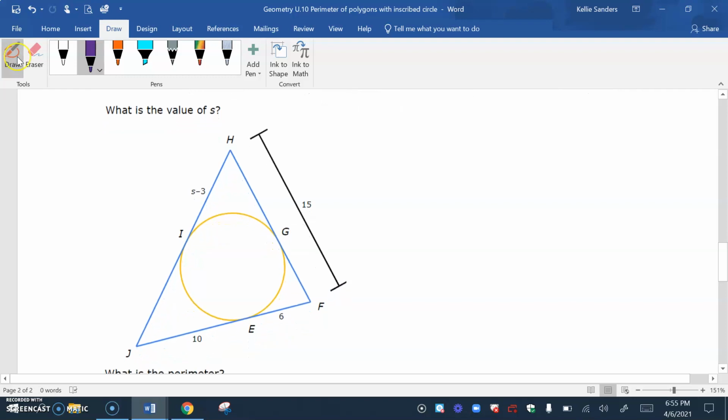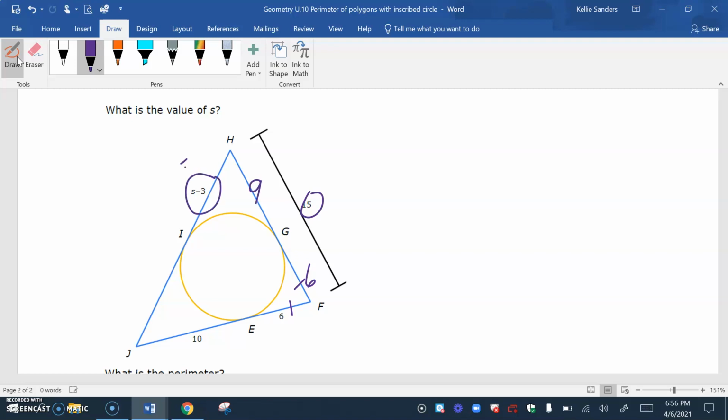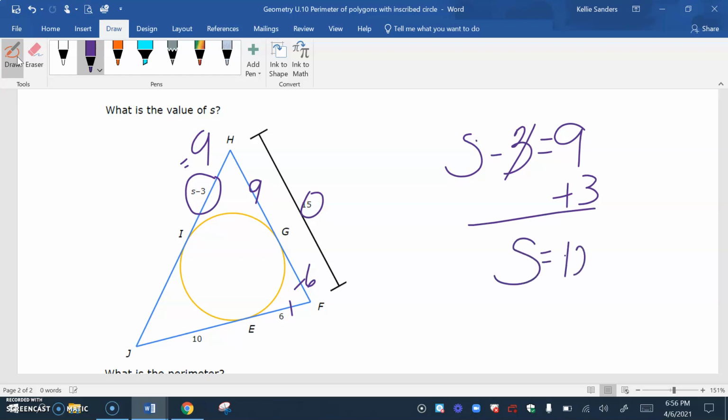What is the value of S? Okay, so if this is 6, then this is 6. If the whole thing is 15, then this is 9. So this has to equal 9. So S minus 3 needs to equal 9. So we add the 3, and S would be 12, because 12 minus 3 is 9.